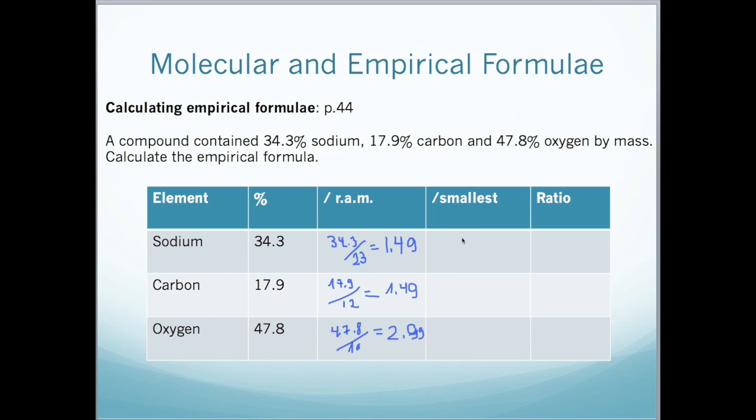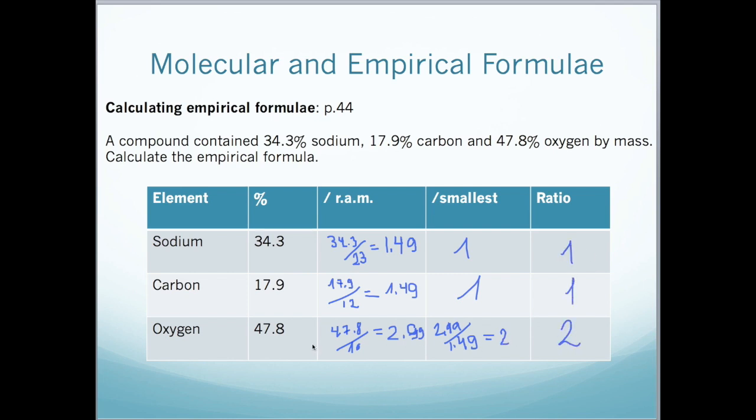So in the next column, we have to divide whatever number we got in the previous column by the smallest. So the smallest number is 1.49. Therefore, we divide each number by 1.49. So if we divide this, we get 1, and the same here. And if we divide 2.99 by 1.49, we get 2. So this is our ratio. We've got 1, 1, 2.